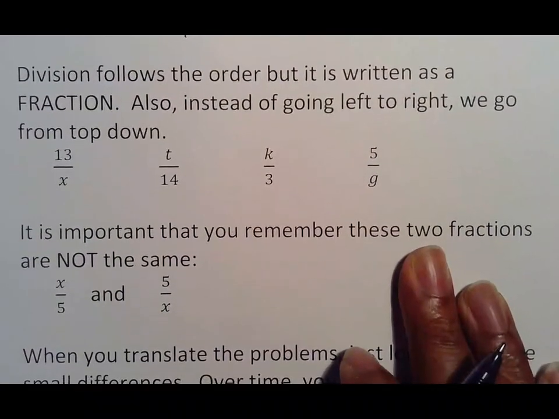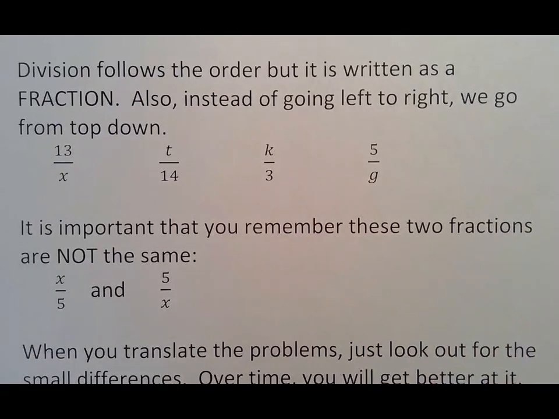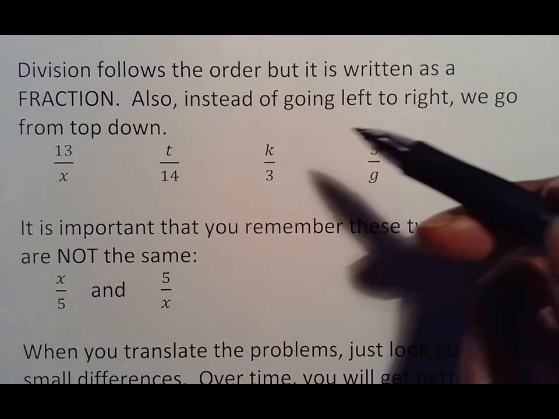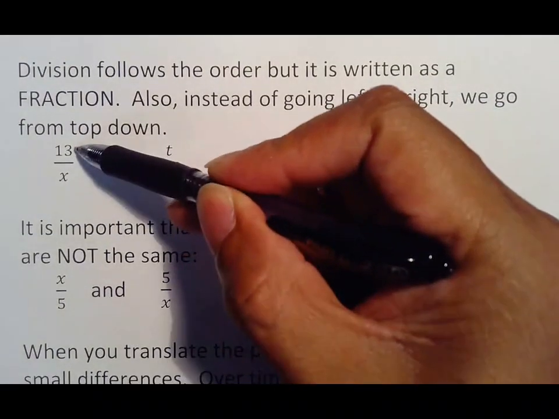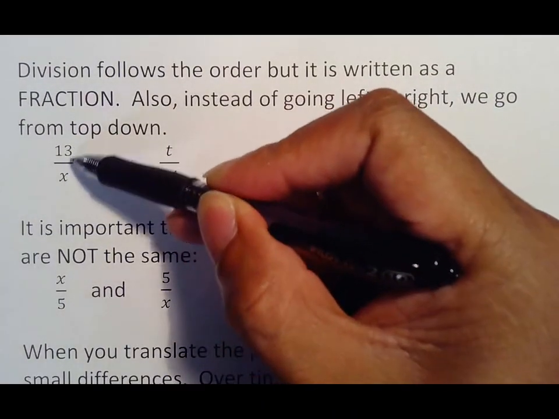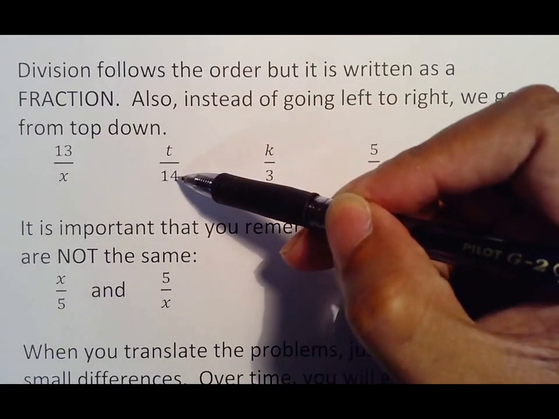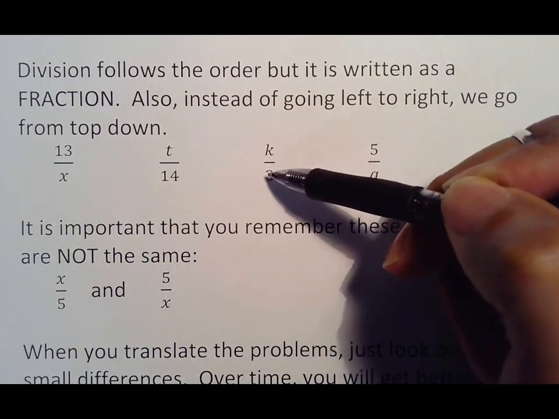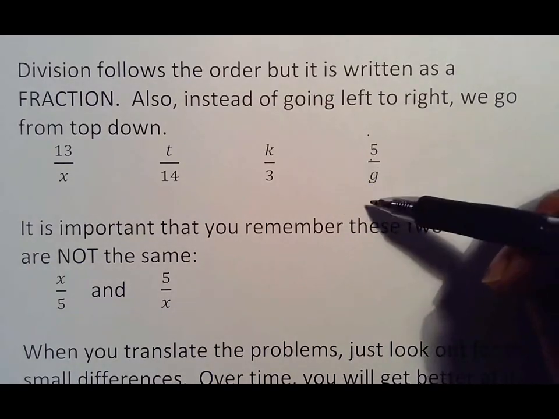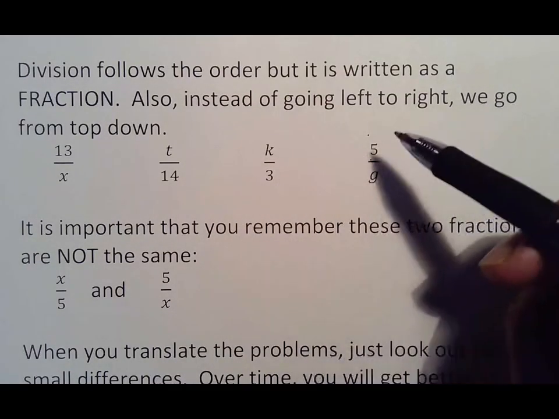Division follows the order, but it's written as a fraction. So instead of going left to right, we go top down. So 13 divided by x, that's first, this is second. So 13 divided by x would be written like this. T divided by 14 would be written like that. K divided by 3. 5 divided by g. Again, top down, not left to right, but top down.